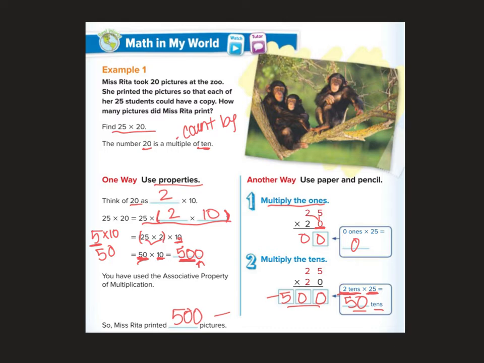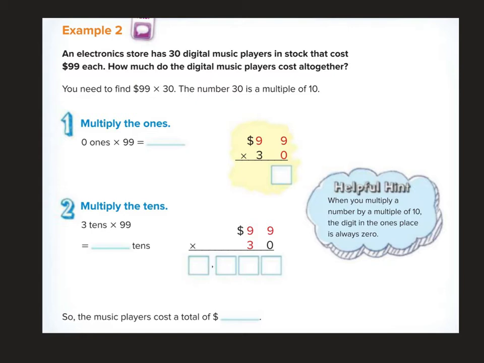Let's try another one. Example 2. An electronics store has 30 digital musical players in stock. That'd be kind of like an iPod. I don't know that they even make iPods anymore, but something that plays music. And they cost $99 each. How much do the digital music players cost all together? So I have to do 30 times 99. The number 30 is a multiple of 10.